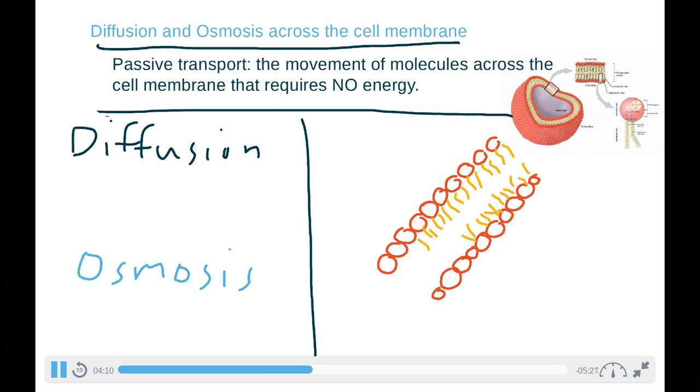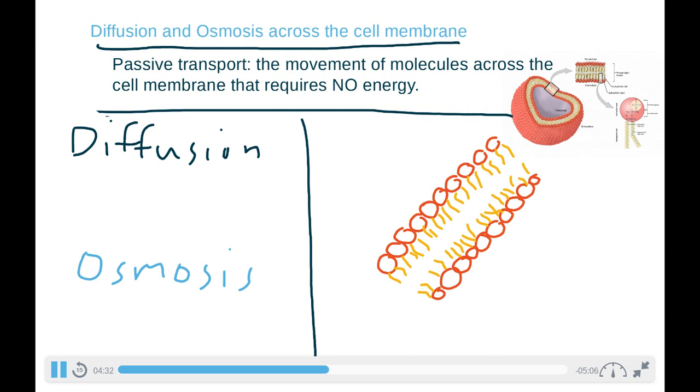Here I am drawing a cell membrane, or just part of the cell membrane. The yellow things are representing the fatty lipid part, and the orange is the phosphate part. It's called a phospholipid bilayer because it has two layers of phospholipids.